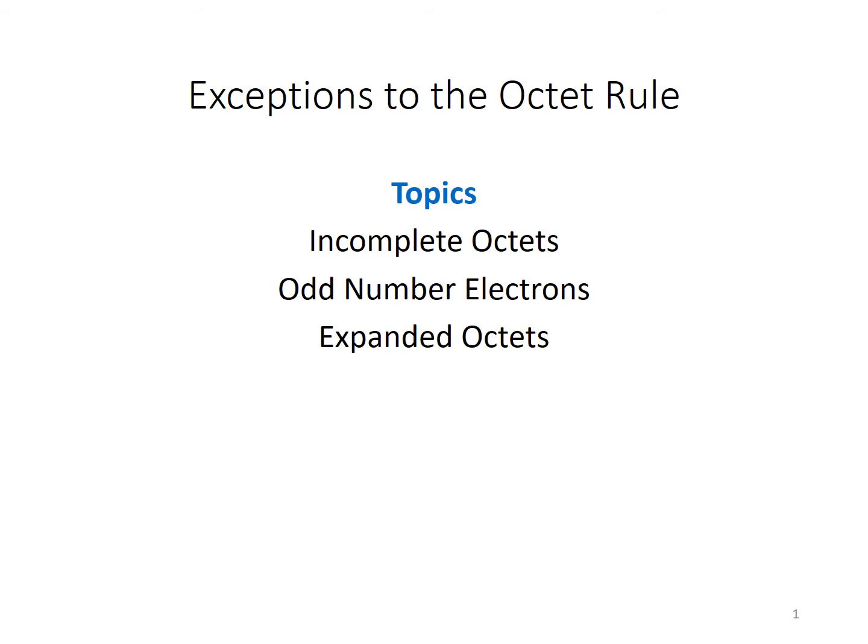Here we're going to talk about exceptions to the octet rule. So there's incomplete octets, odd number of electrons on the rare chance that you get that, and then expanded octets.